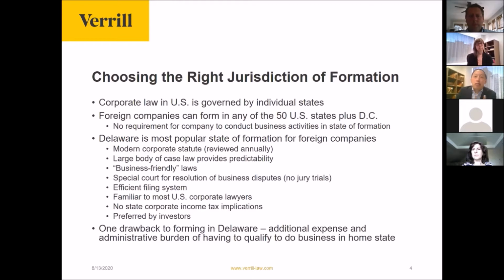The Delaware Secretary of State's office is also very efficient in accepting and processing filings. You can often get same-day service. The Delaware statute is familiar to most U.S. corporate lawyers throughout the 50 states, so you generally don't need another lawyer to form the company for you. Your local lawyer should know how to do that. There's no state corporate income tax implications in Delaware, so long as you don't transact business there. That's a question I get a lot.